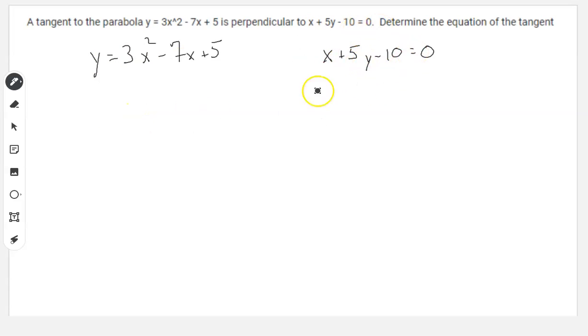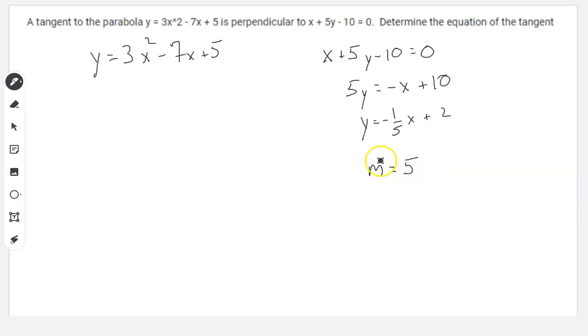So let's rearrange this once again into slope-intercept form. So we'll get 5y equals minus x plus 10. Divide by 5, and we have minus 1 over 5x plus 2. So if the slope of this line is minus 1 over 5, the negative reciprocal is just 5. So the slope of the tangent that we're looking for is 5.